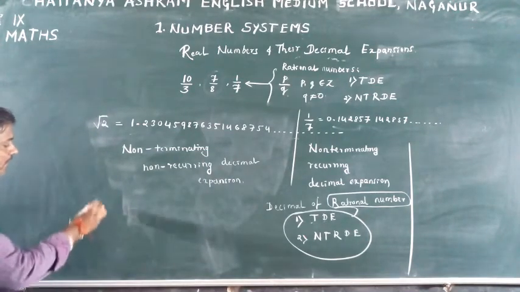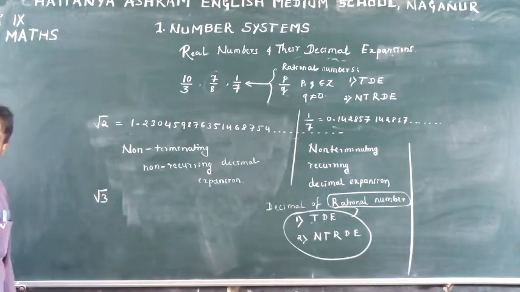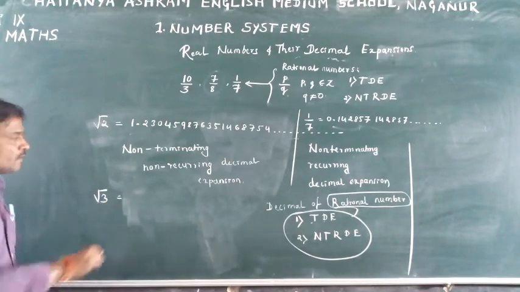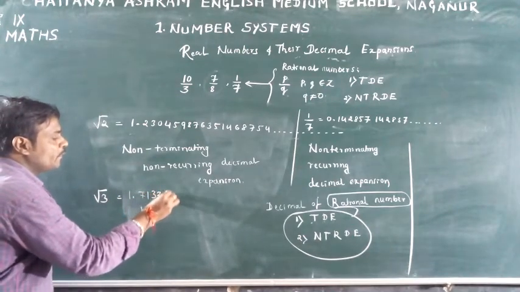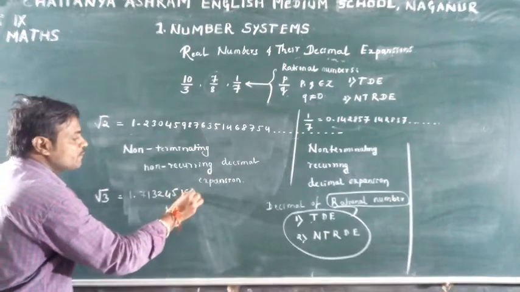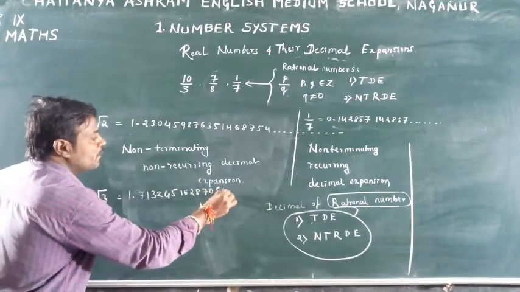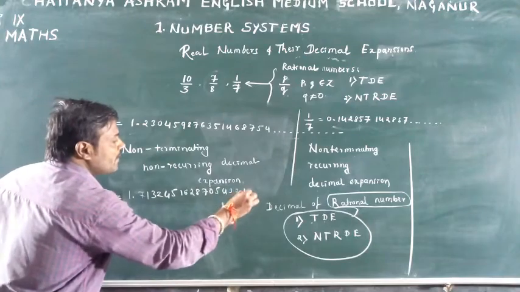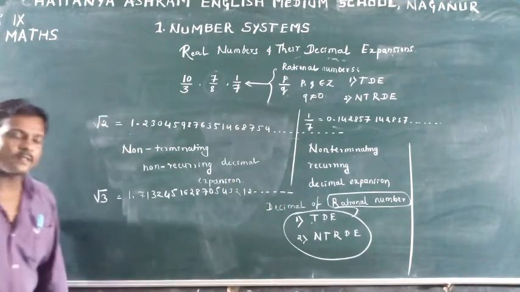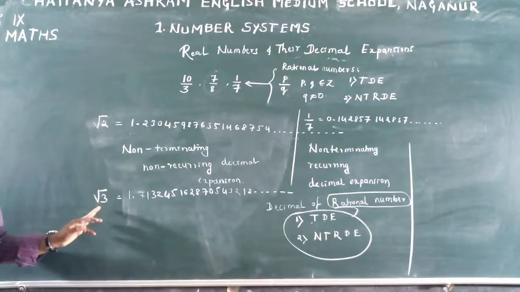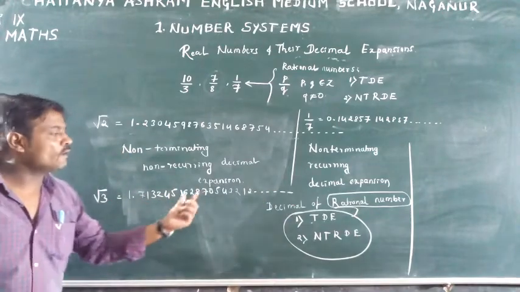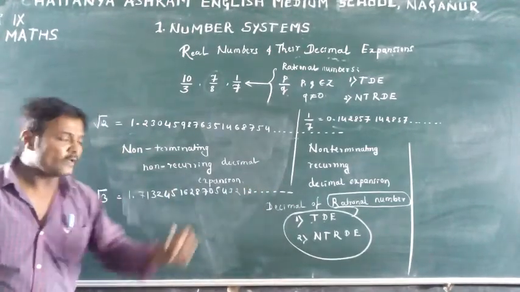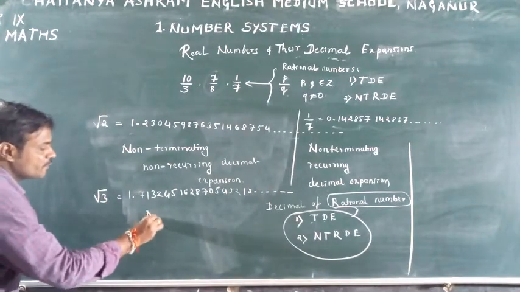Clear? If you consider another irrational number, root 3, its decimal expansion is 1.71324516287054 3212 and so on. Root 3 is an irrational number, no? Its decimal expansion is non-terminating and there are no repeating digits. So which kind of decimal expansion is it?